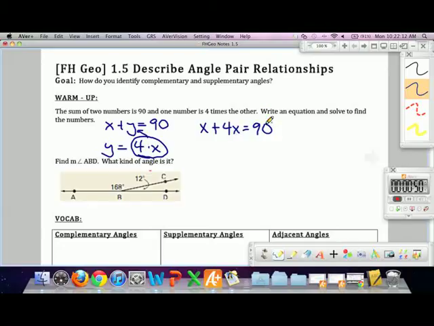X plus 4x is 5x. X is therefore 18. And if x is 18, then what's our other number y? 4 times 18, or 72.